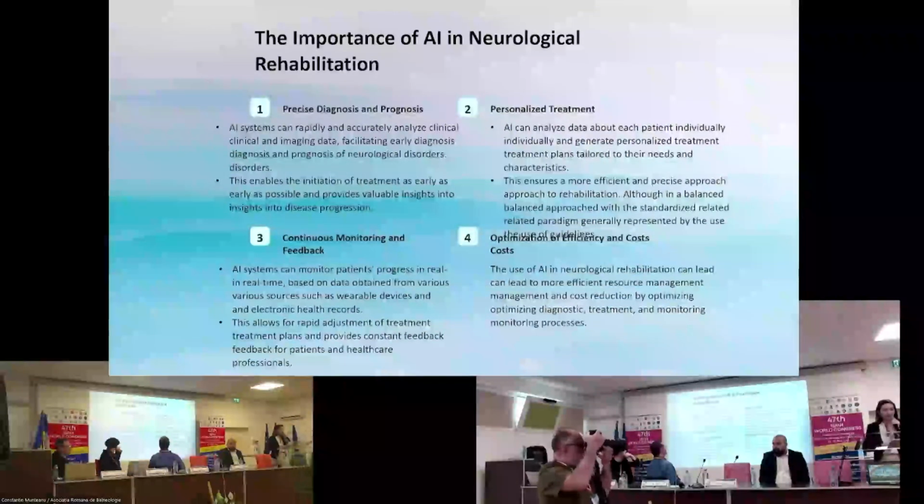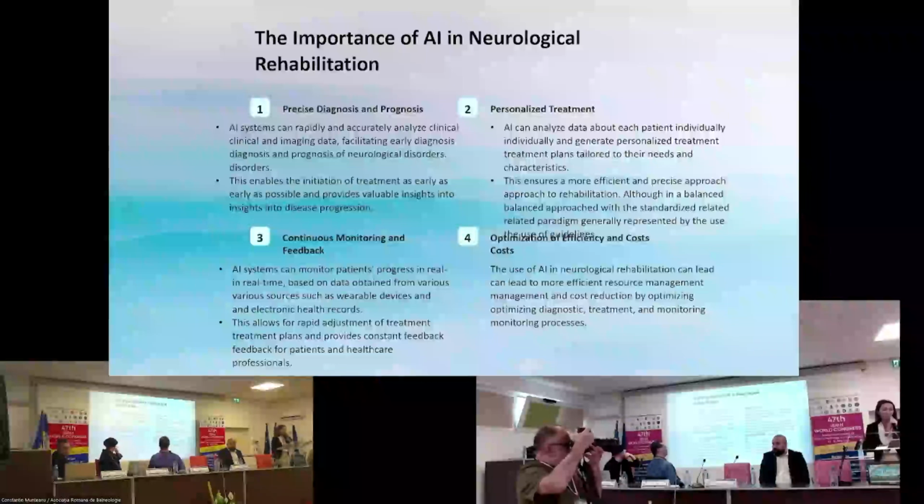Why is AI, artificial intelligence, important for neurological rehabilitation? What brought us until now and what could it bring us? A precise diagnosis and prognosis. AI systems can rapidly and accurately analyze clinical and imaging data, facilitating early diagnosis and prognosis of neurological disorders. And this enables us to initiate treatment as early as possible.